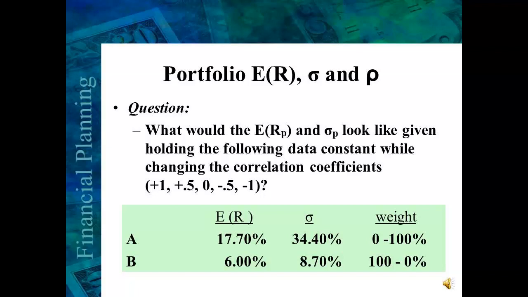Let's continue with this study of how correlation coefficients affect the risk of a portfolio by considering the following question. What would the two asset portfolio's expected return and standard deviation look like holding the following data constant while changing the correlation coefficients from +1 to +0.5 to 0 to -0.5 to -1?